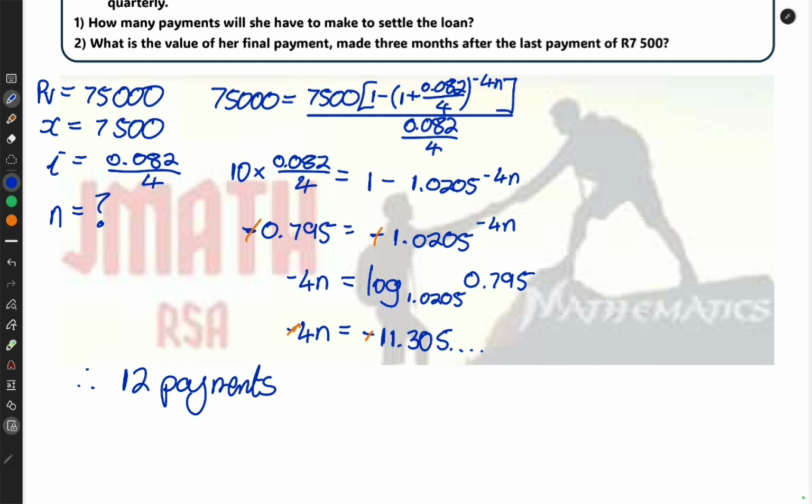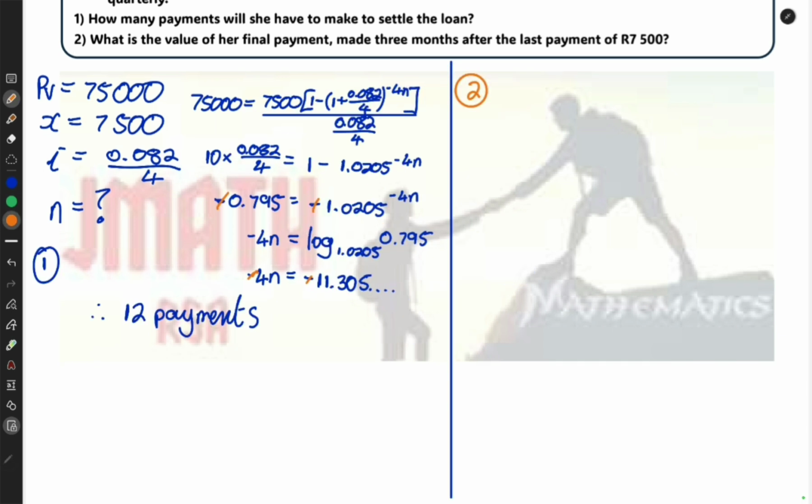What is the value of the final payment made 3 months or 1 quarter after the last full payment? So the last full payment was made on 11 quarters. So now I can just go and work out the outstanding balance for 11 quarters and then do the compound to find the last one. Do question 2, I would start with the outstanding balance. So I can say the outstanding balance is equal to the total that I borrowed, so 75,000. And then I just put a compound bracket for 11 quarters. So 1 plus 0.082 over 4 to the power 11.